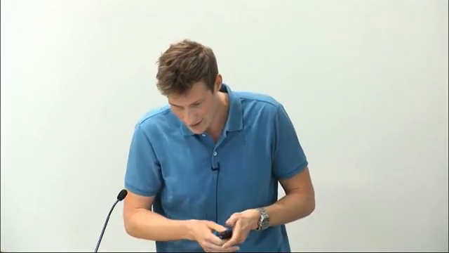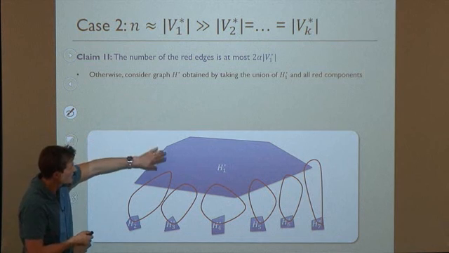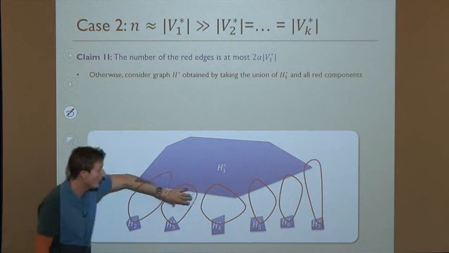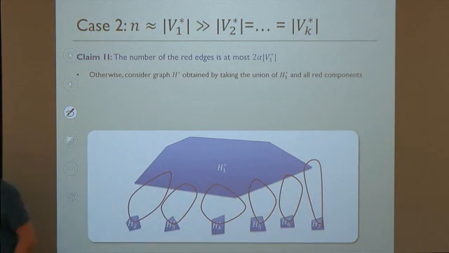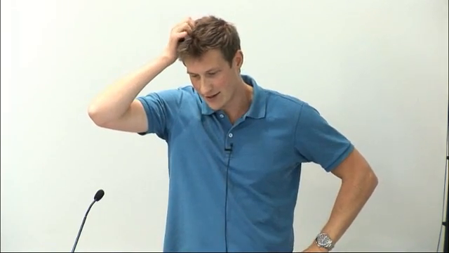So let me do it here. Okay, so what we will do is to consider graph H star, which is the union of H1 star and all the red guys. Okay. H star is the union of H1 star and all the red components. Okay. So now we want to calculate what's the number of vertices of this guy.